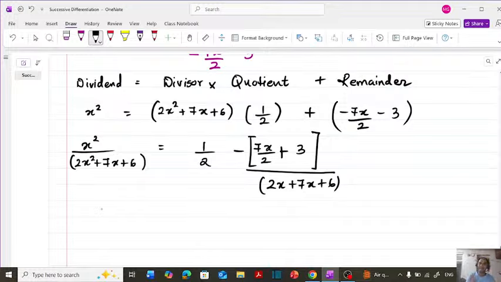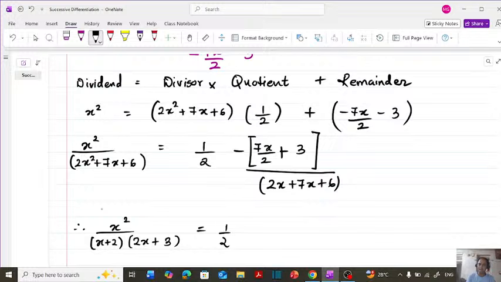Okay, now the partial fraction. So the question doesn't change because the thing here is this is x plus 2 and this is 2x plus 3. Do you get that? Here it has become half and now there is minus 7x plus 3 over x plus 2 and here it is 2x plus 3. That's the glitch that we were missing about half over there.